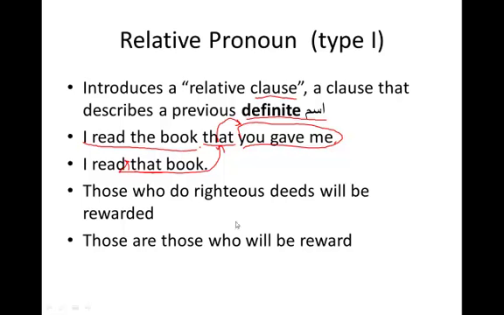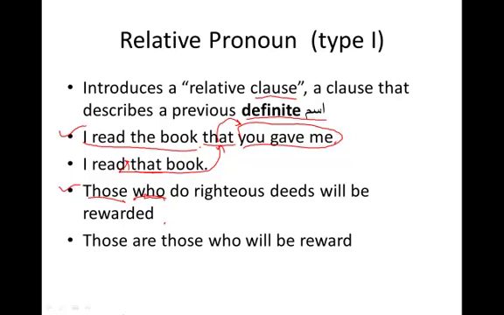Those who do righteous deeds will be rewarded. Who do righteous deeds is pretty much a full sentence. It doesn't sound like it, but it is, at least a full clause. Those, what is it describing? It's describing something that came in the sentence before, or something that's coming at a different time. But either way, it's introducing a descriptive clause to another noun. So this is a relative pronoun. Check.